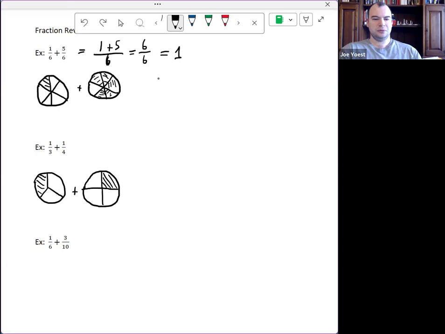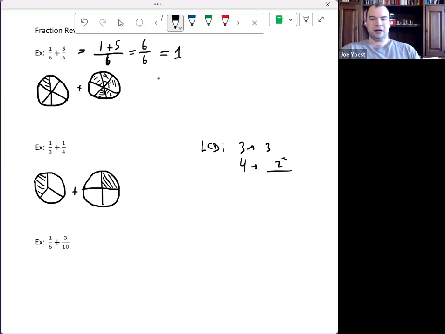So how do I know how much to slice each of these pieces up? Well, the first thing I need to do is find my lowest common denominator. So I write my prime factorization. 3 is just 3. 4 is 2 squared.